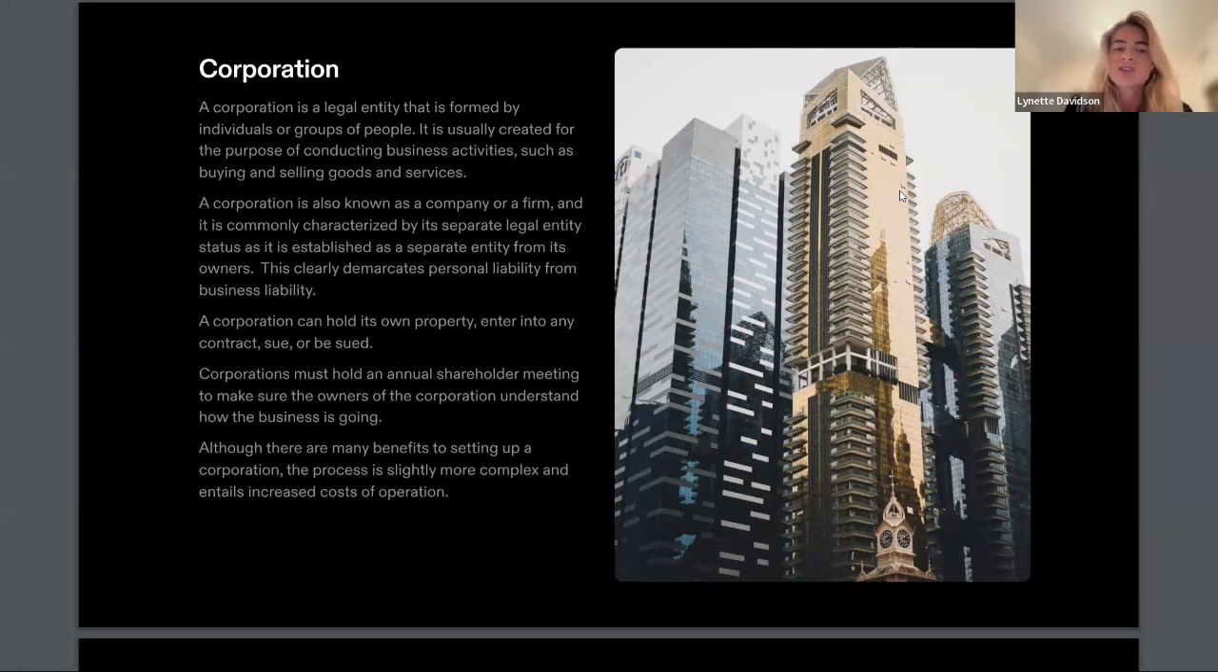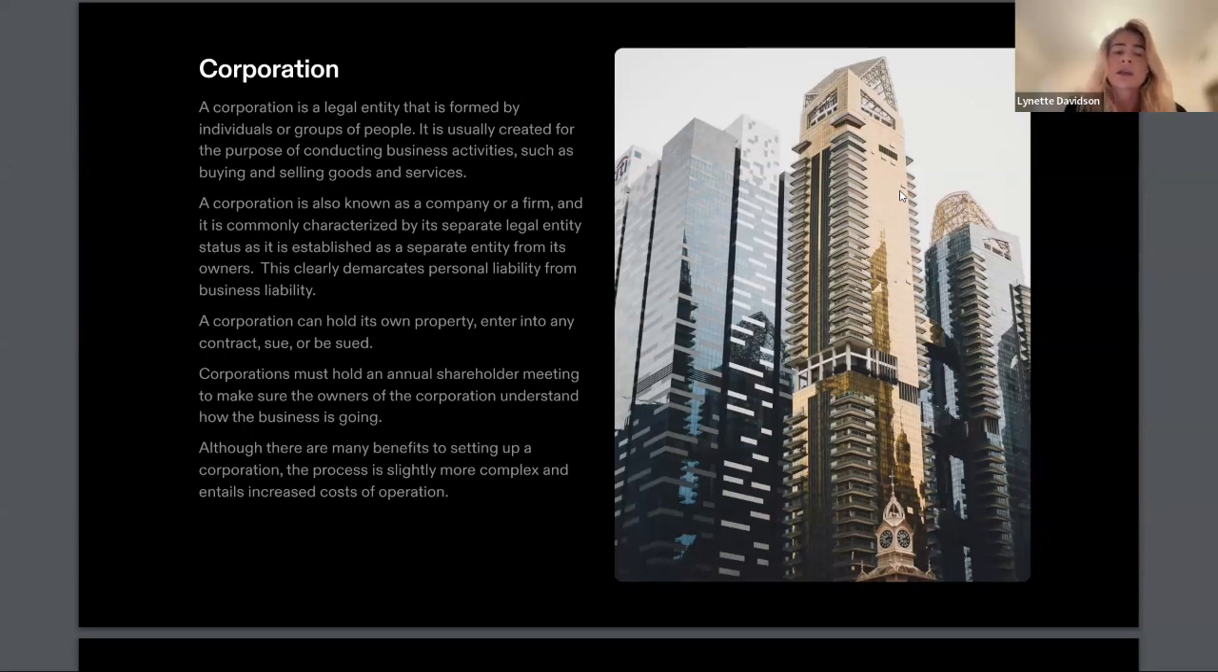A corporation also has more rules it must follow. For example, a corporation must hold an annual shareholder meeting to make sure the owners of the corporation understand how the business is going. Another example is that there is a board of directors, and the management may also be different. For example, the founder in the end may be less involved compared to the management layer.